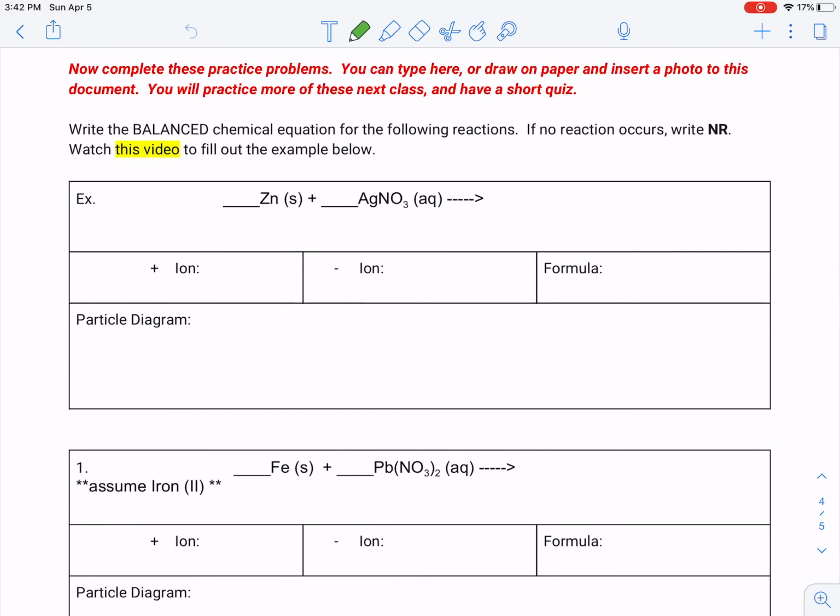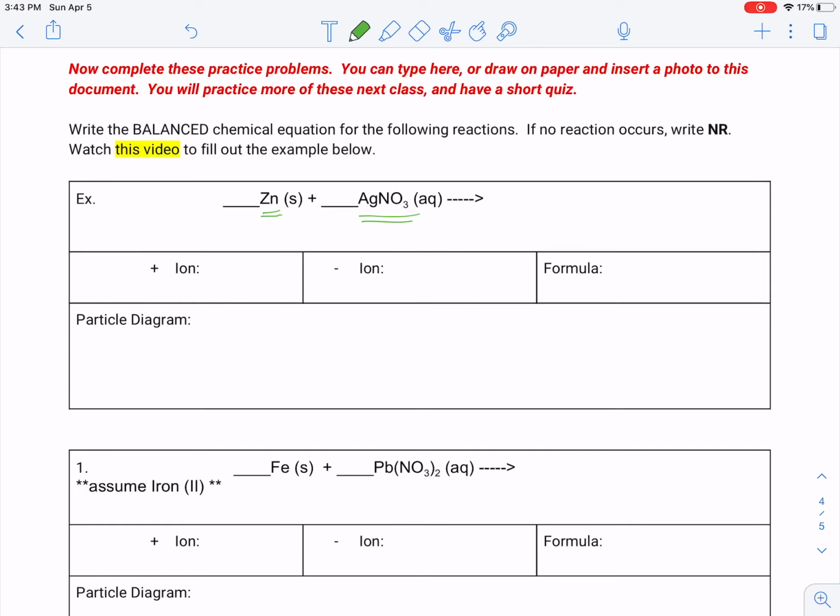Okay, all right. So here is the first example of how you're going to start to write these kinds of reactions. In this reaction, we're going to see that zinc is mixing with silver nitrate. And then we have to write the products of what's going to happen in this reaction.